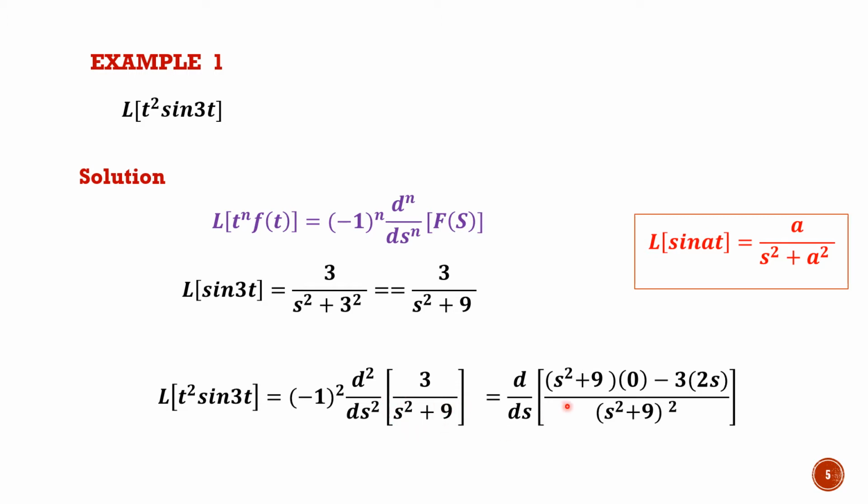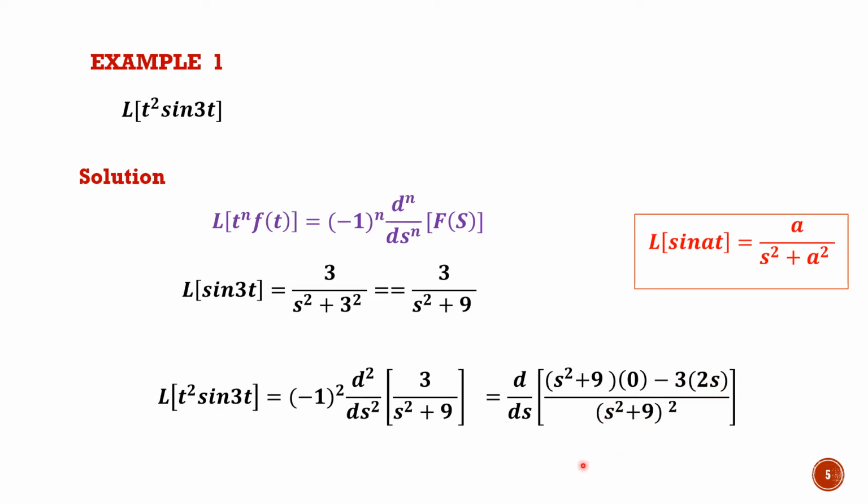So v is s square plus 9 into the derivative of 3, that is 0, minus u into, that is 3 into the derivative of v, which is 2s, upon v square, s square plus 9 the whole square. So the first derivative we have calculated. When we simplify, the first term is multiplied by 0, so the whole term will become 0. So we will have minus 6s upon s square plus 9 the whole square.